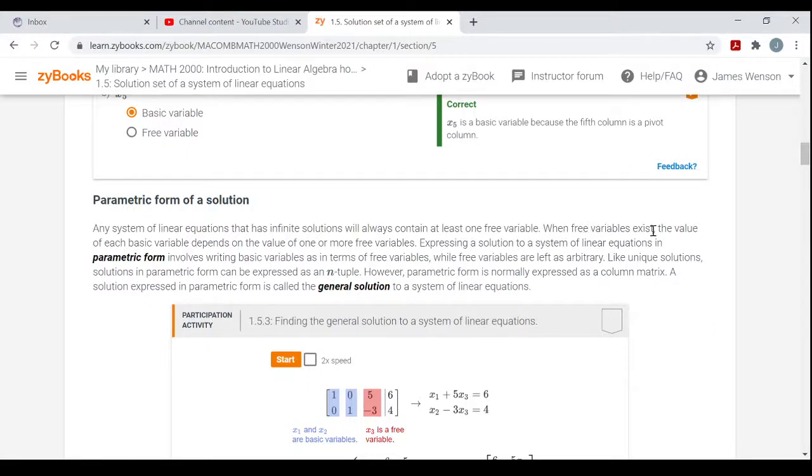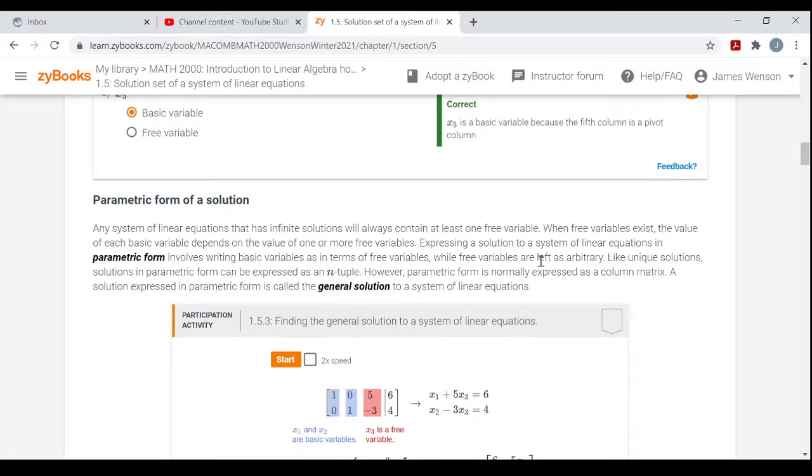When free variables exist, the value of each basic variable depends on the value of one or more free variables, right? That means you can solve for the basic variables, and then on the other side you have an expression depending on the free variables. Expressing a solution to a system of linear equations in parametric form involves writing basic variables in terms of free variables, while free variables are left as arbitrary, right? As I mentioned earlier, the free variables are equal to themselves. Right? x3 was equal to x3 earlier.